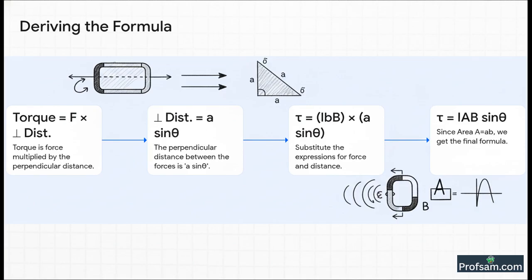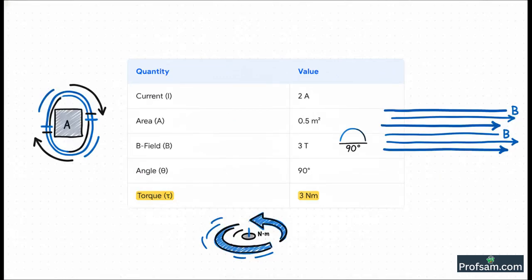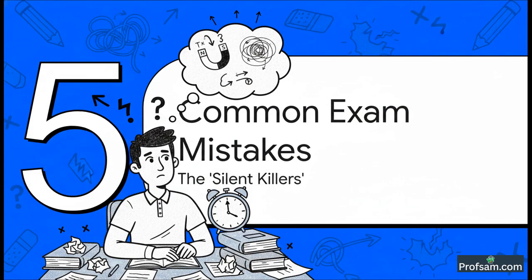See? Simple, right? Let's quickly plug in some easy numbers. Suppose the current is 2 amps, the area is 0.5 square meters, and the B field is 3 Tesla. If the angle is 90 degrees, sine 90 is 1, so the torque is maximum. It's just I A B, which is 2 times 0.5, that's 1, times 3, giving us 3 Newton meters. See? It's that simple.